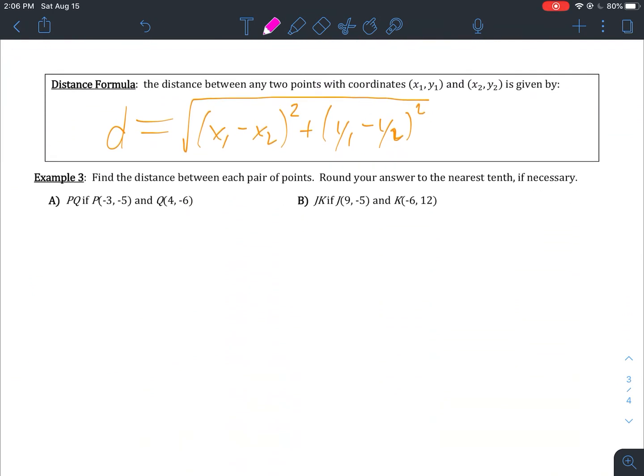The next page, we're talking about distance. Distance formula between 2 points. Okay, there is your distance formula. Distance is equal to the square root of (x2 minus x1) squared plus (y2 minus y1) squared. Okay, does it matter which one's x1, which one's x2? No, it does not.